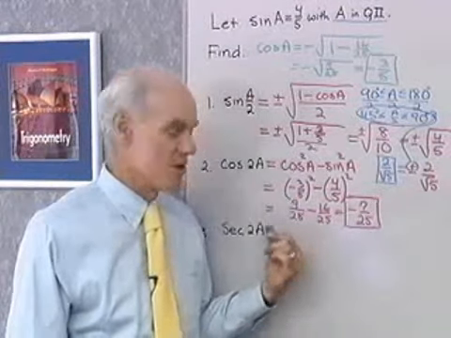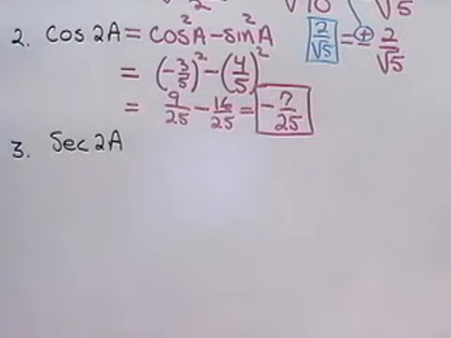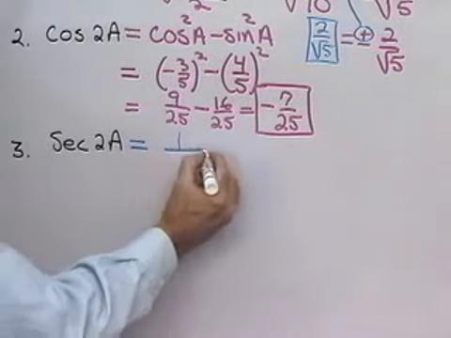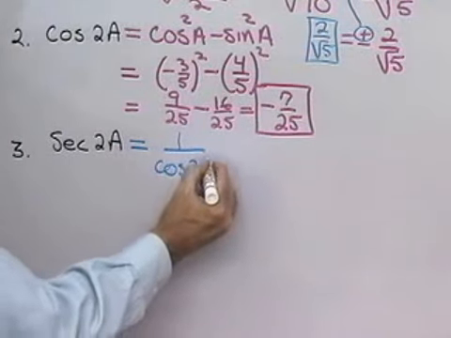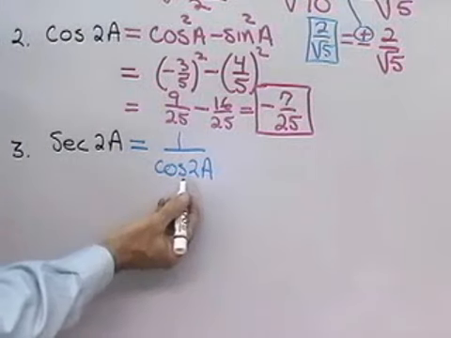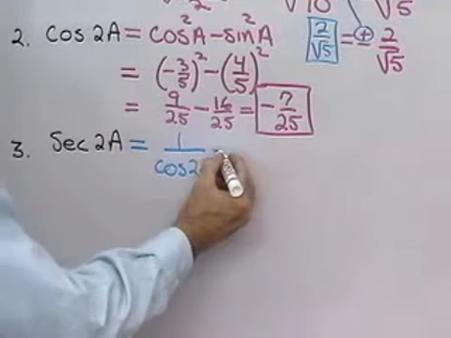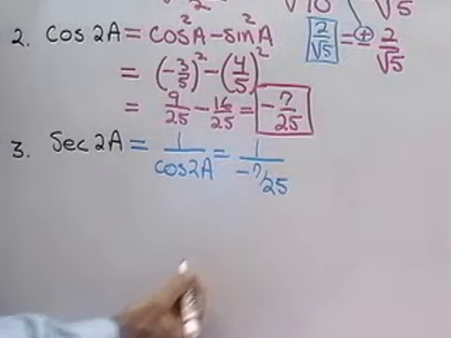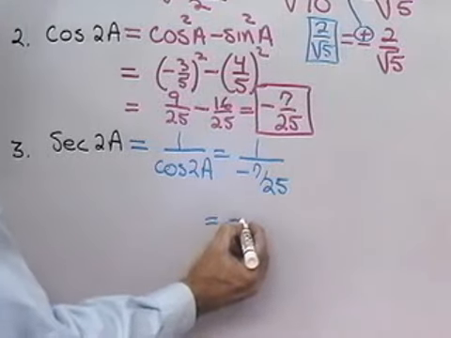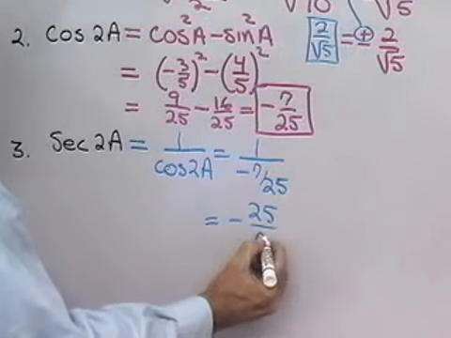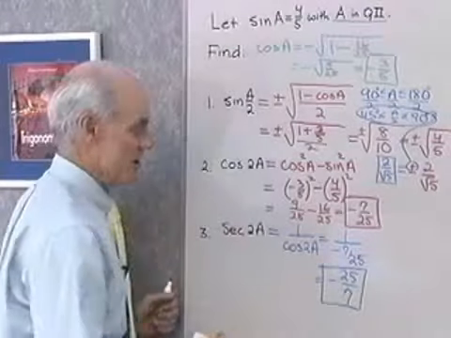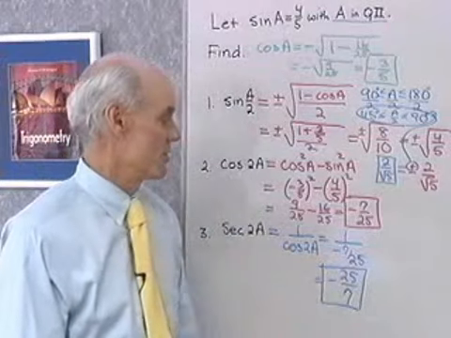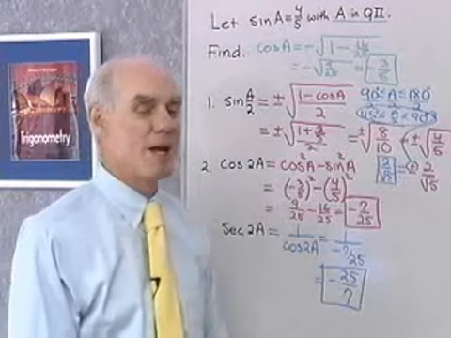Let's look at our last problem, which is secant 2A. I want to find the secant of 2A. Well, that shouldn't be bad because secant is 1 over cosine. So I have secant 2A is 1 over cosine 2A. I already found the cosine of 2A, so it's 1 over negative 7/25. And the reciprocal of that is going to be negative 25 over 7. So that's probably the easiest problem of the three, just using my reciprocal identity that secant 2A is 1 over cosine 2A. So that's a quick look at some half-angle formulas.